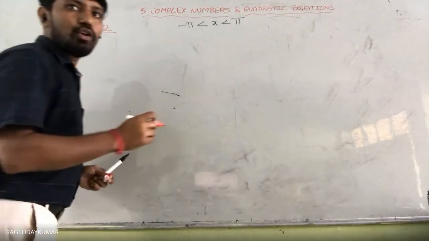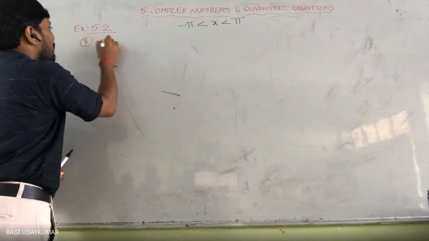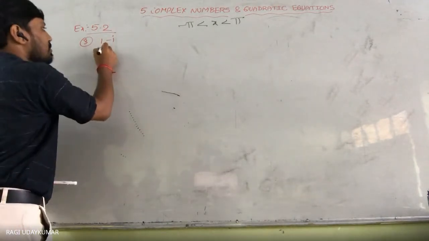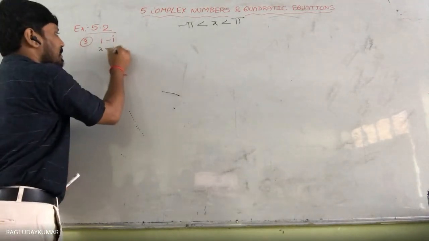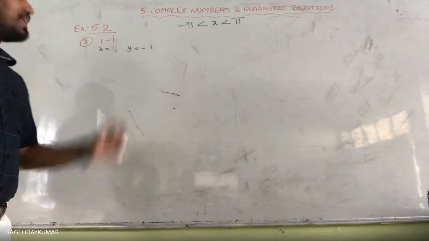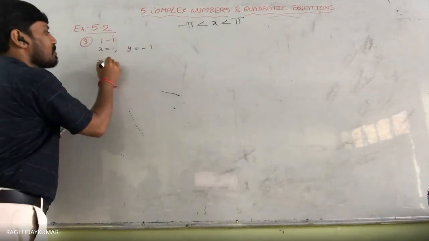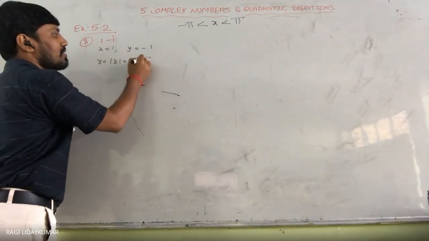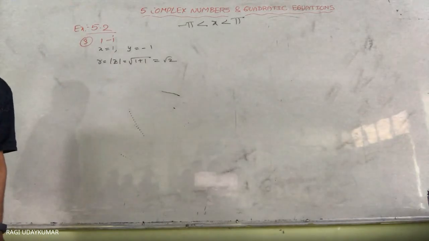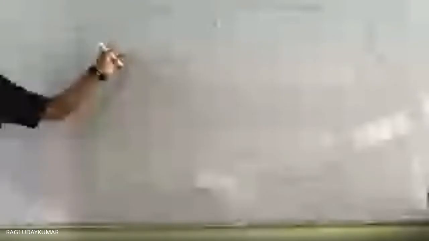Next, the third question is given to you: 1 minus i. Let us do it a little faster. What is x? 1. What is y? Minus 1. So x equals 1, y equals minus 1. So r equals modulus z, which is under root of 1 plus 1, root 2. I did it directly; squaring gives root 2.